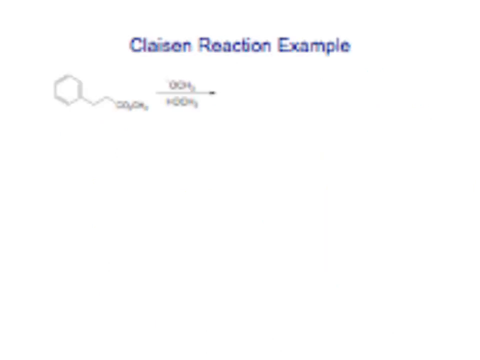All right, so let's just do another example. I don't think we have to draw out the whole mechanism here necessarily, but why don't you see if you can draw the product of this Claisen reaction.